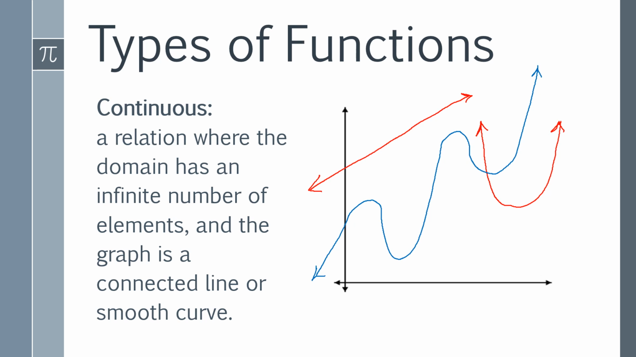You'll notice that each one of these has arrowheads on the ends of their respective graphs. That means they go on for infinity, thus this infinite number of elements. So that's important. It's got to continue.